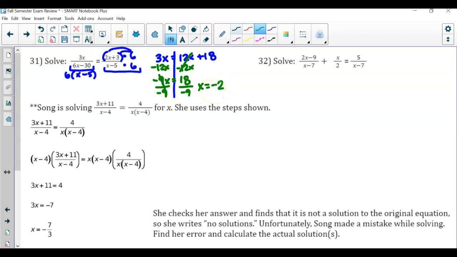Now, before I say that's my answer, remember here, the denominator can't equal 0. That's your extraneous, and x cannot equal 5. So we're good saying that x is equal to negative 2.